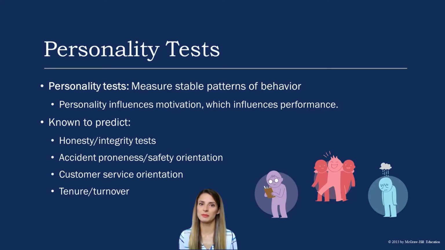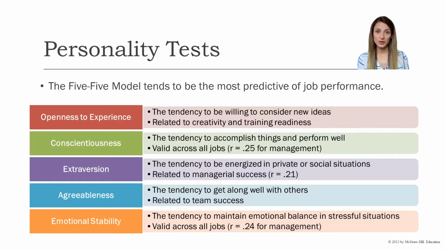Another type of written employment test is the personality test, which is designed to measure stable patterns of behavior. They are known to predict a variety of different outcomes: honesty, integrity, stealing, theft of goods, theft of time, accident proneness, safety orientation, applicants' orientation toward the customer, and turnover, tenure, absenteeism, tardiness. Of all the personality tests that we might use, those that are based on the Big Five model tend to be the most reliable and predictive of performance. There are 5 dimensions, and you can see them here.